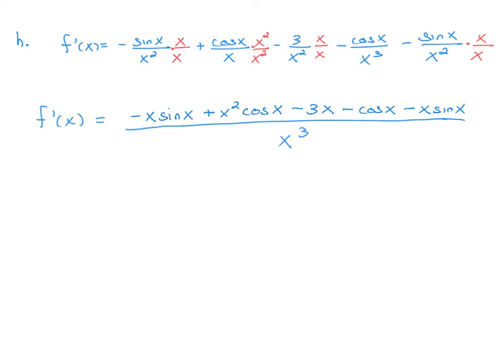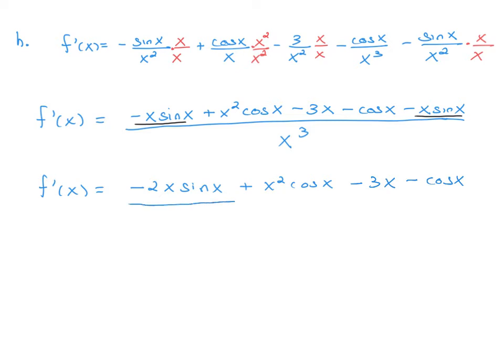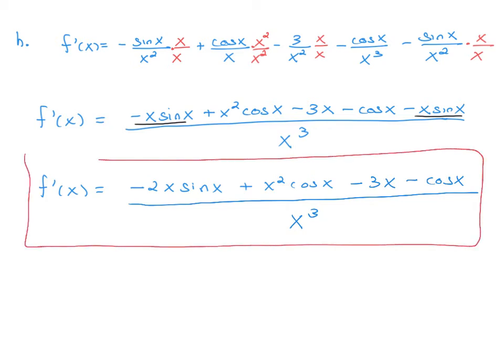Are there any common terms or anything that cancels? Not a whole lot. I do see that I can combine this with this. So, all right, I'll write my answer as f prime of x is equal to negative 2x sine of x plus x squared cosine x minus 3x minus cosine x, all over x cubed. So this would be a simplified answer, I suppose, but there it is.